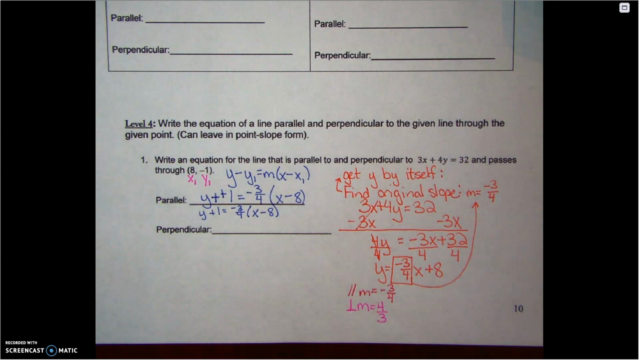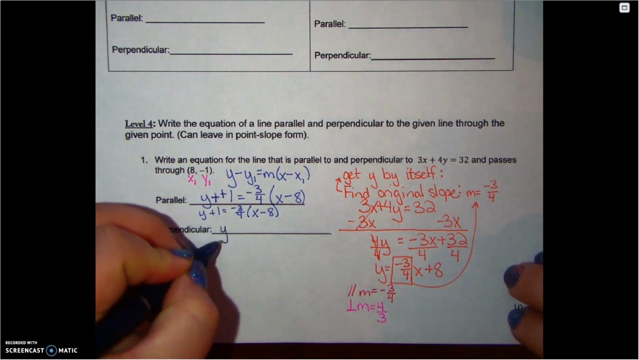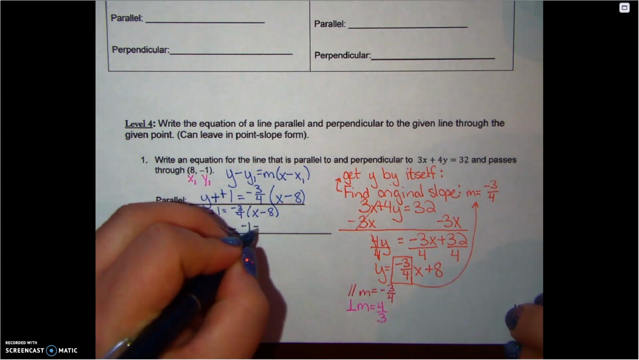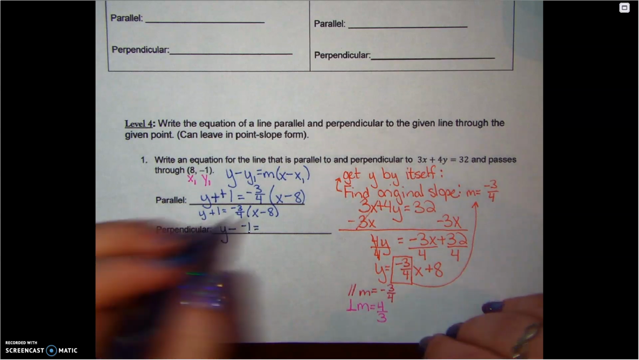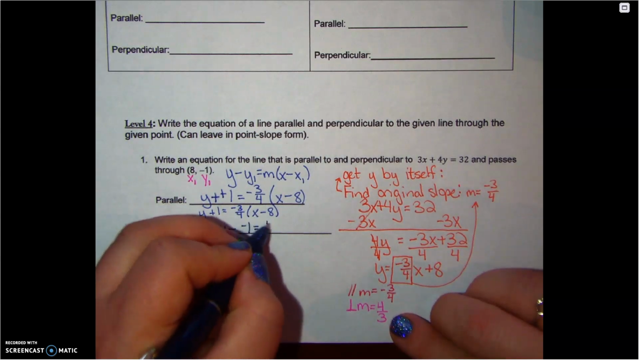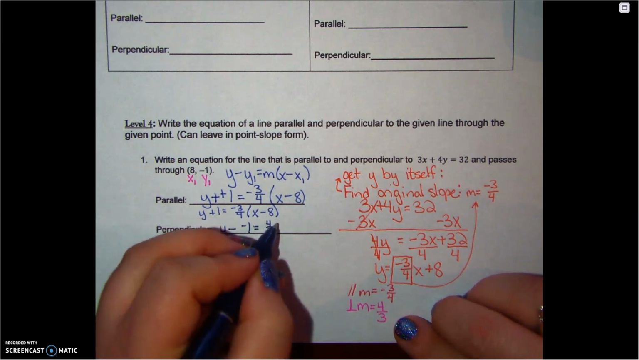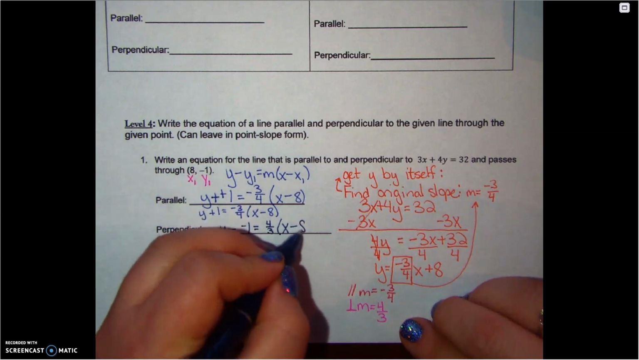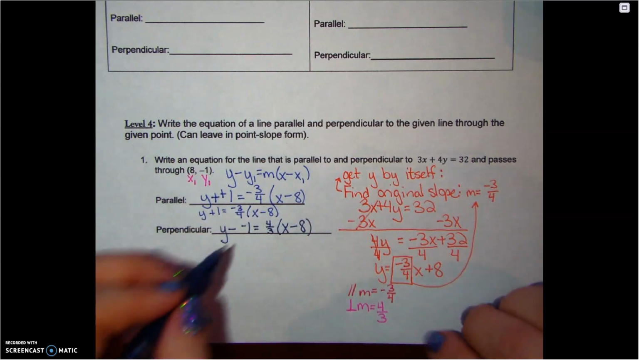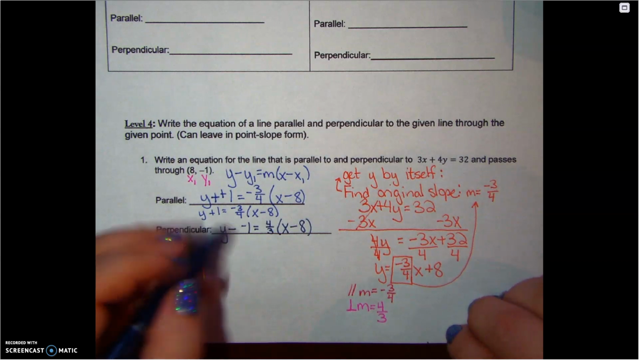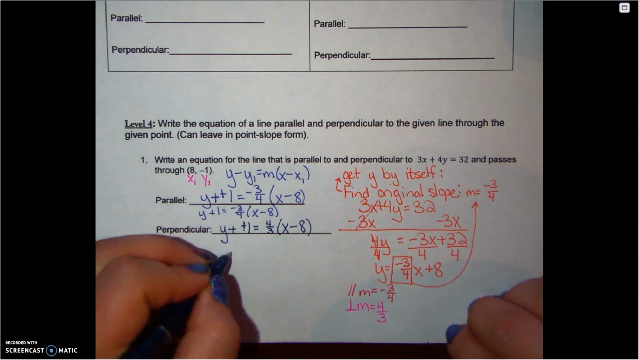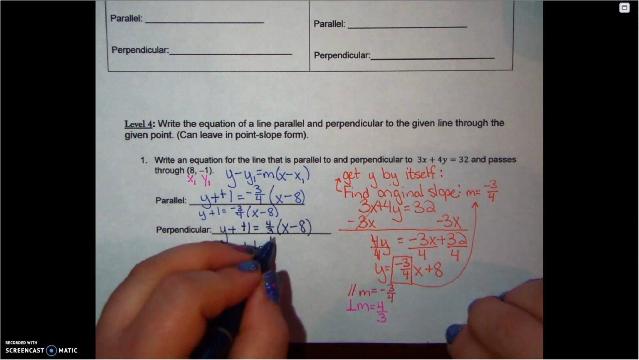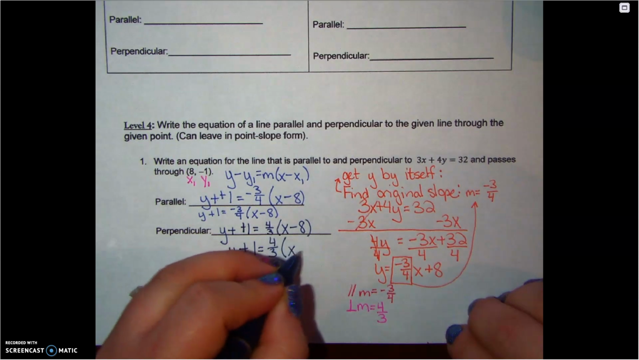Let's write our equation. y minus my y coordinate, which is negative 1, equals my slope, 4/3, then parentheses, x minus my x coordinate, which is 8. Again, we can rewrite this so that the minus and negative would change to plus a positive. So y plus 1 equals 4/3 parentheses x minus 8.